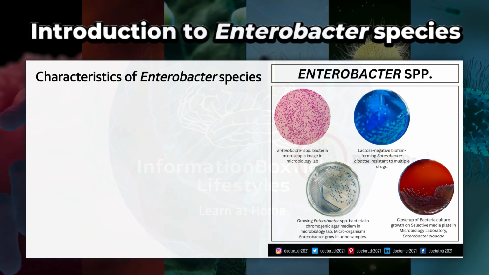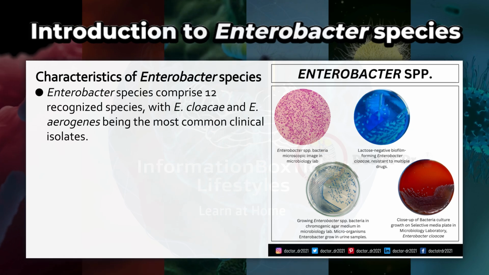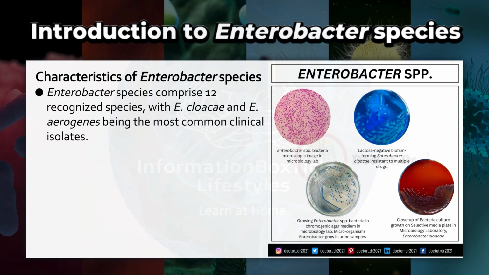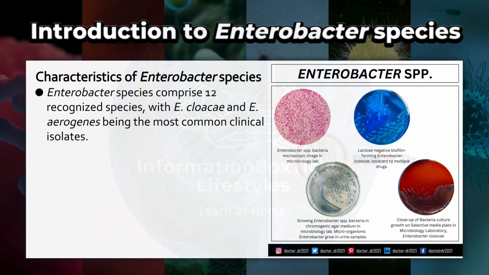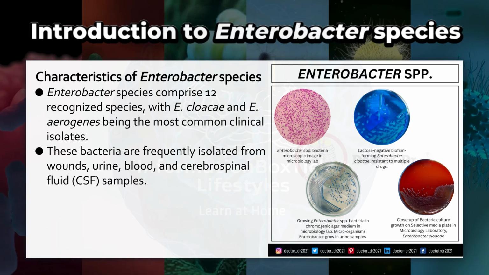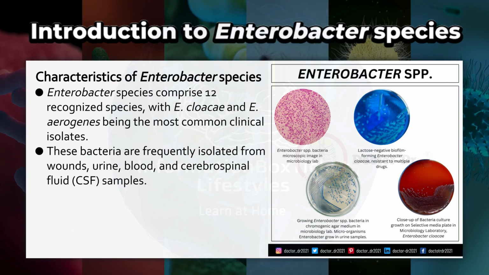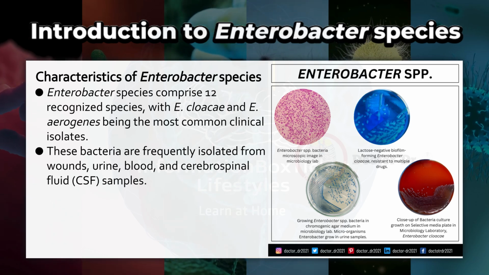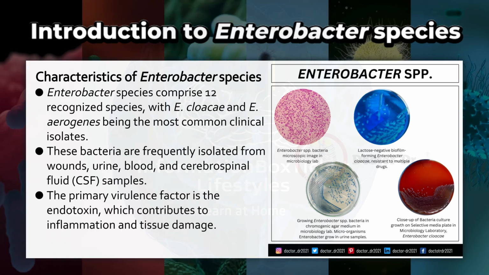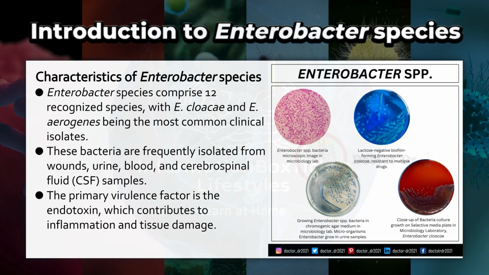Characteristics of Enterobacter species. Enterobacter species comprise 12 recognized species, with E. cloacae and E. aerogenes being the most common clinical isolates. These bacteria are frequently isolated from wounds, urine, blood, and cerebrospinal fluid samples. The primary virulence factor is the endotoxin, which contributes to inflammation and tissue damage.